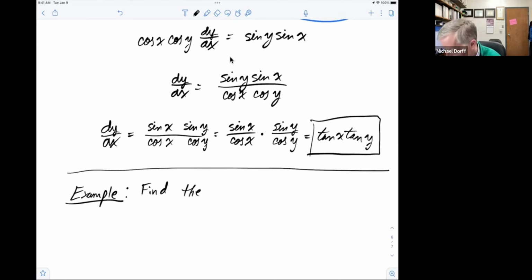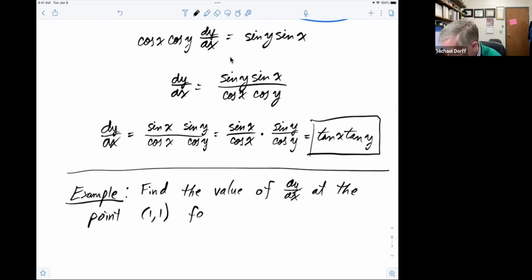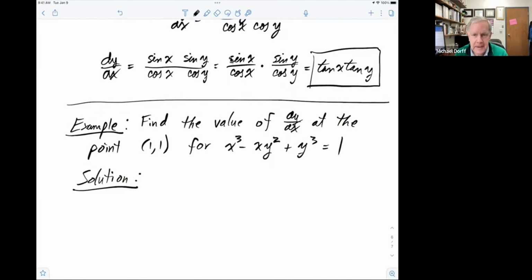Find the value of dy dx at the point 1, 1 for x cubed minus x times y squared plus y cubed equals 1. So again, find the derivative. But once I find the derivative, then I'm going to plug in the points x equals 1, y equals 1, and that will give me the value of dy dx at that point, which in other words means it's the slope of the tangent line at that point.